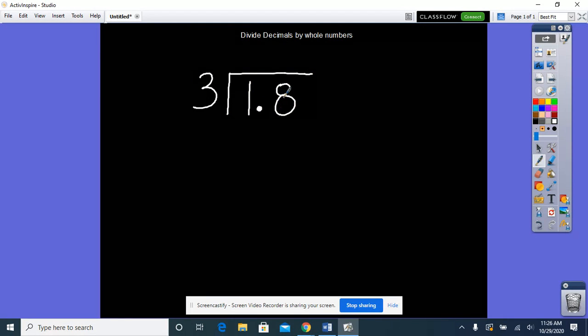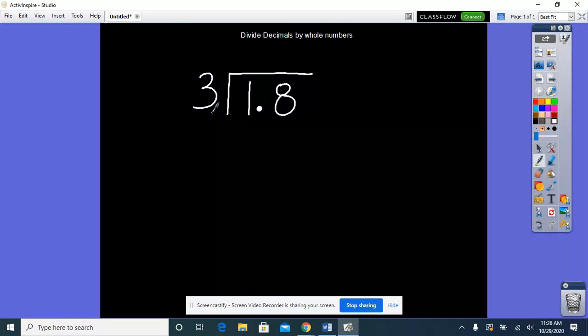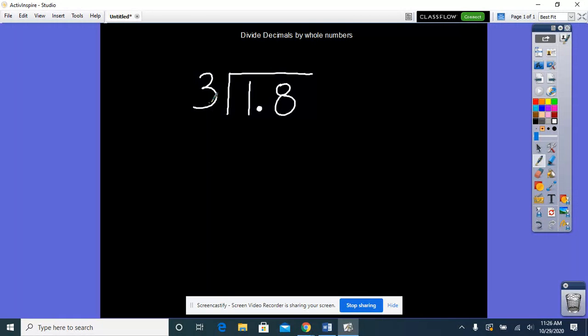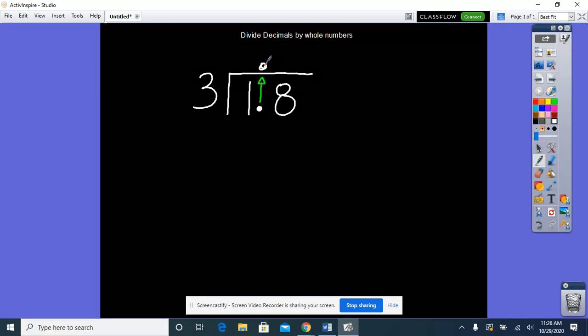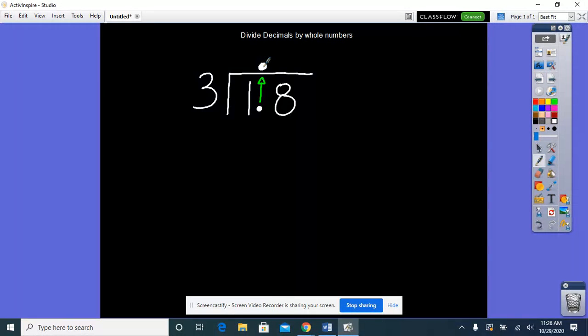When we have a whole number as our divisor, it's pretty simple. We're going to go into having a decimal as our divisor a little bit next week. When we have a whole number as our divisor, all we have to do is bring this decimal up to the top, straight up. And now I can do long division like normal. I'm going to pretend this is just 18. I'm just going to ignore my decimal down here, and we're going to go through our long division process.